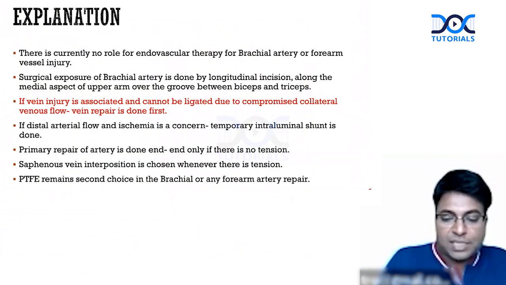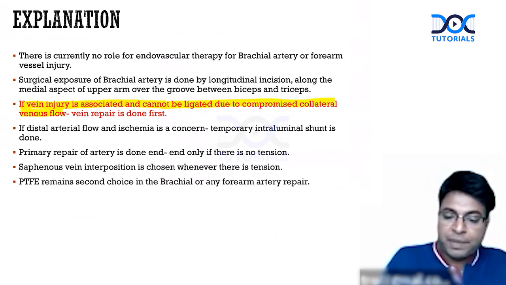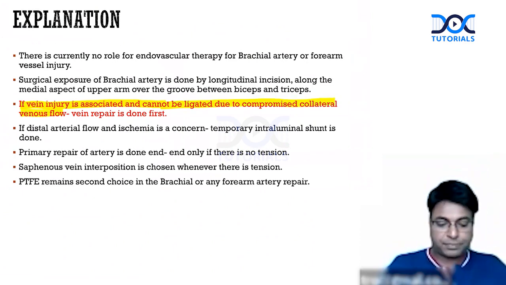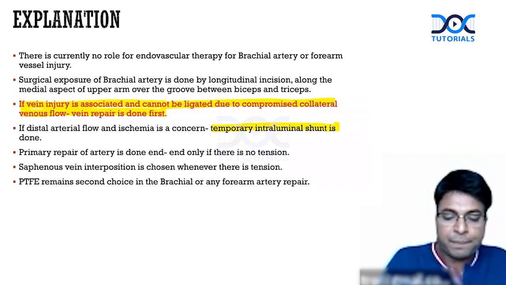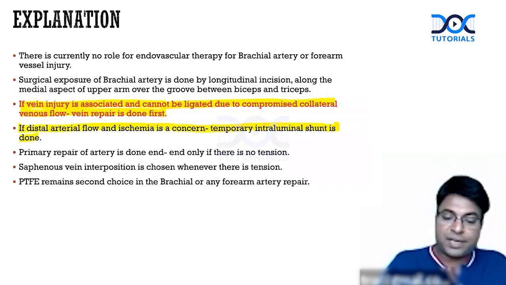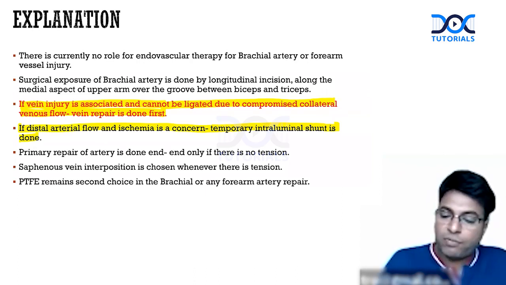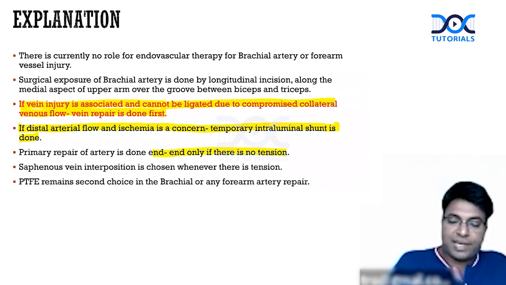If vein injury is associated and cannot be ligated due to compromised collateral venous flow, vein repair is done first. If distal arterial flow and ischemia is a concern, temporary intraluminal shunt is done. Primary repair of artery is done end to end only if there is no tension. Saphenous vein is chosen whenever there is a tension.